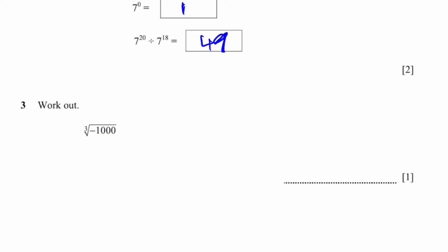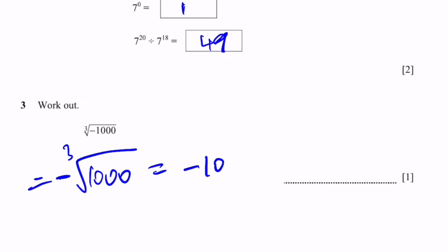Question 3. Work out the cube root of minus 1000. In this case, it's a cube root, the third root, and that 3 is odd. So you can remove the minus from the inside. So minus the cube root of 1000, which is equal to minus 10. If it was an even root, such as a square root, then we cannot do this because it would be undefined. If you multiply the same number by itself twice, you can never get a negative number. That's why.